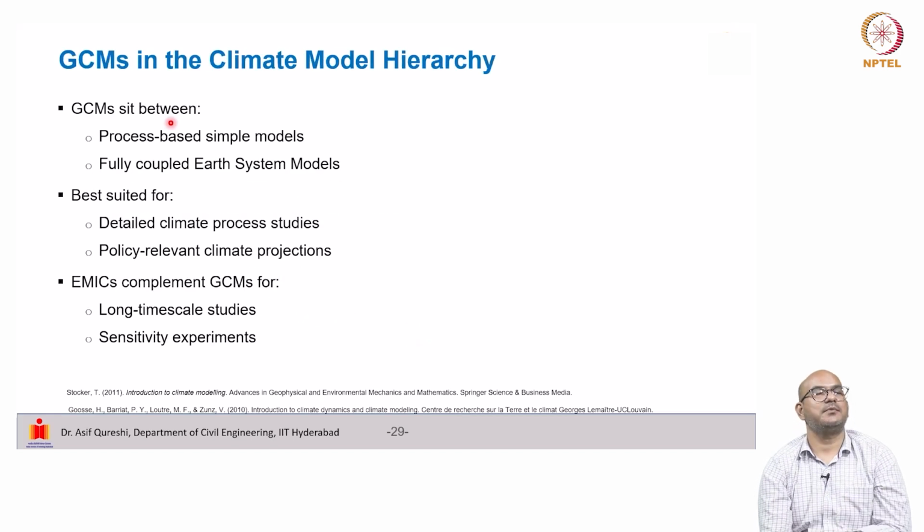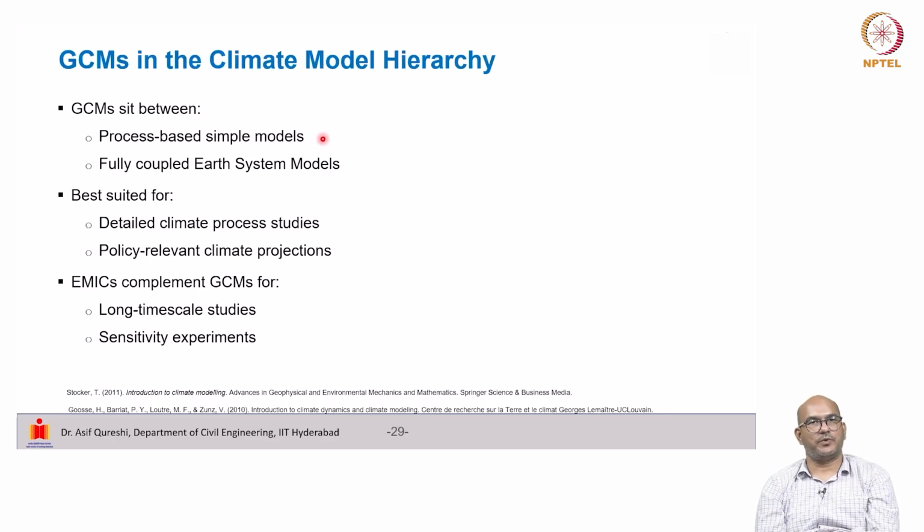If we were to place these GCMs, they sit between the simple process-based models, maybe like energy balance models or radiative convective models, and the fully coupled earth system models. These GCMs are suitable for detailed climate process studies and for policy level climate projections, and intermediate complexity models complement GCMs. This can be for doing long time scale studies and for doing sensitivity experiments.